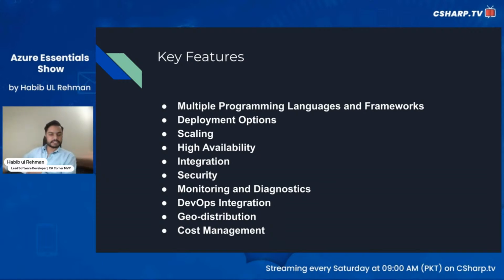Then we have DevOps integration. It's very easy to integrate with Azure DevOps, with GitHub Actions or any other CI/CD pipelines. So it's very easy to automate tests and deployments. Then we have geo distribution options. We can deploy our apps on multiple Azure regions for better performance and disaster recovery. We can also route our traffic to different regions according to the closest region. Then we have cost management. Azure App Services provides flexible pricing options, including consumption-based pricing and dedicated VMs or premium plans as well. So it totally depends on our requirement.